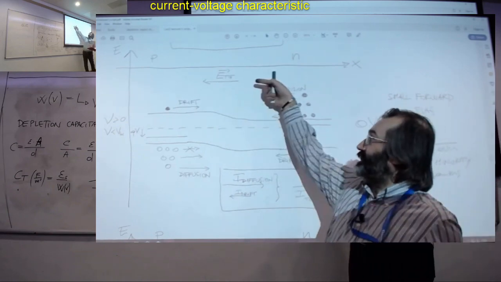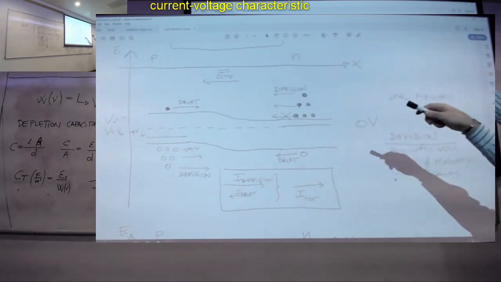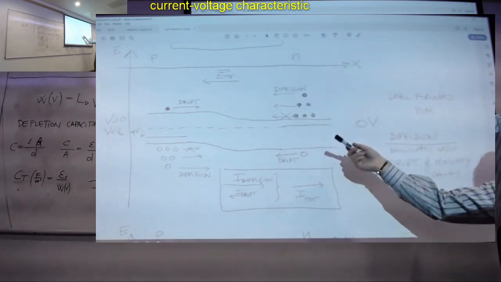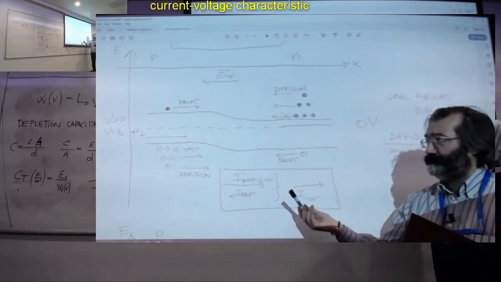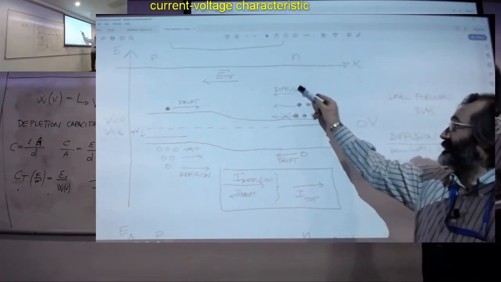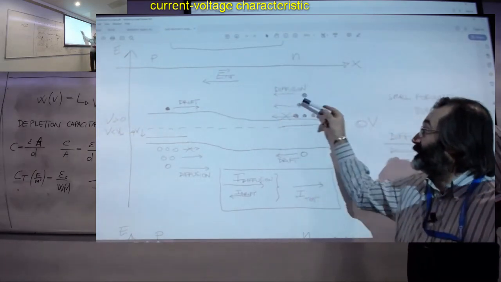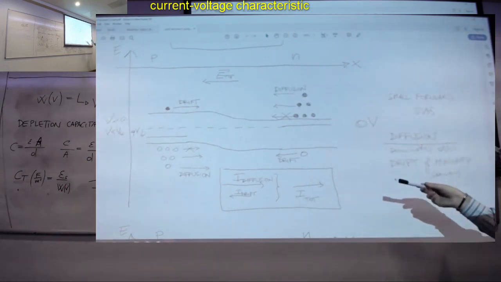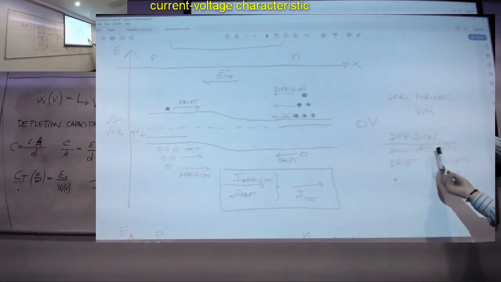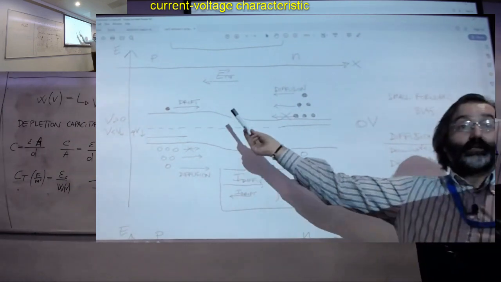Still, there is an electric field that goes like that. So the picture is very similar to the equilibrium one. The only thing is that now this barrier is much smaller. So the only thing that is going to change is that now these charges will diffuse in this direction, but more than previously. So in this situation, diffusion is starting to dominate over the drift of minority carriers.